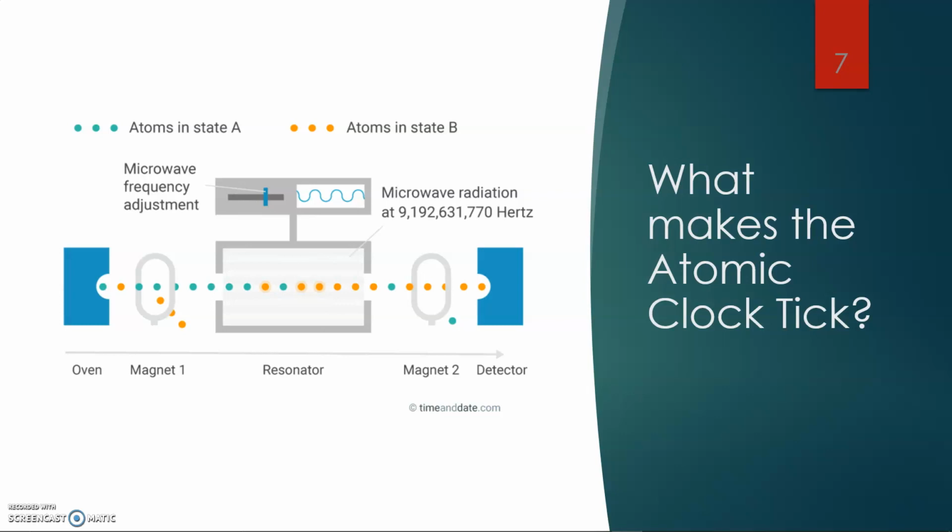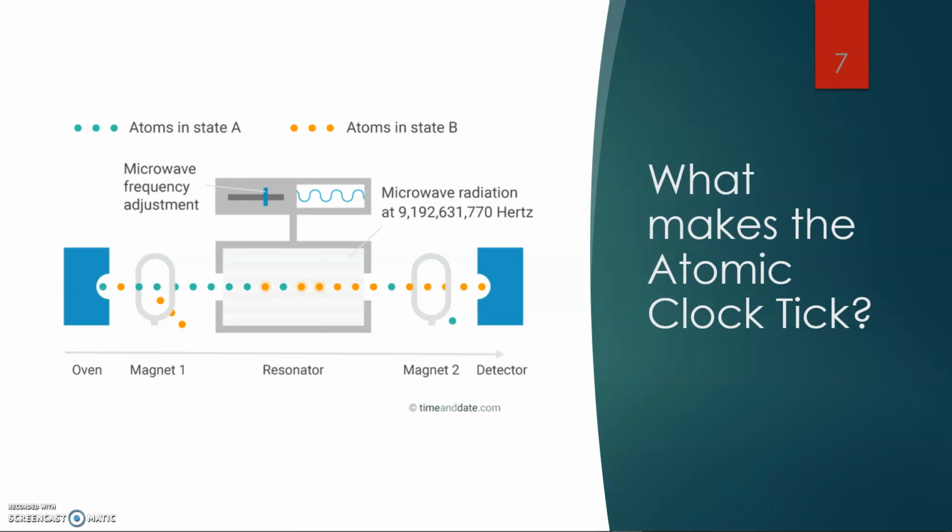The state A atoms are sent through a resonator where they are subject to microwave radiation, which triggers some of the atoms to change to state B. Behind the resonator, the atoms that are still in state A are removed by a second magnetic field. A detector then counts the atoms that have changed to state B.